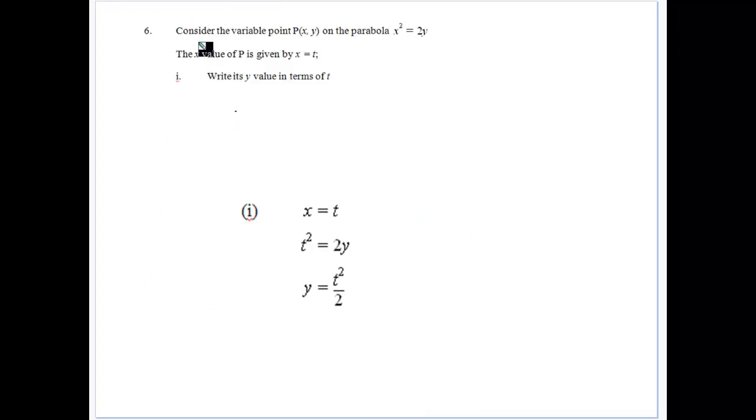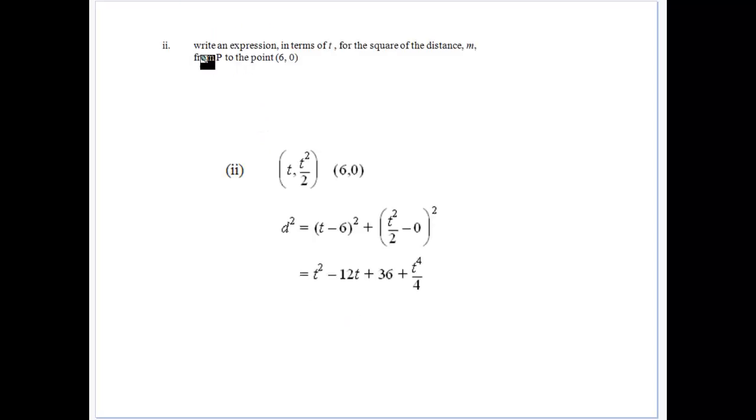So the next question here, we've got the variable point on x squared is equal to 2y. We're given x is equal to t. So what is y in terms of t? Again, if x is equal to t, t squared is equal to 2y, or y would be equal to t squared on 2, or a half t squared. So that's a pretty easy manipulation to start off with.